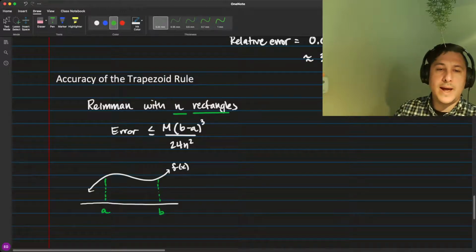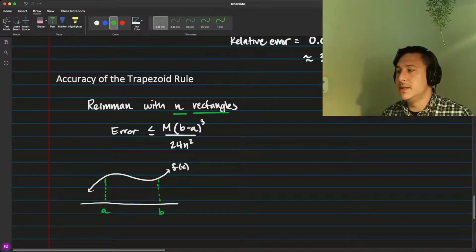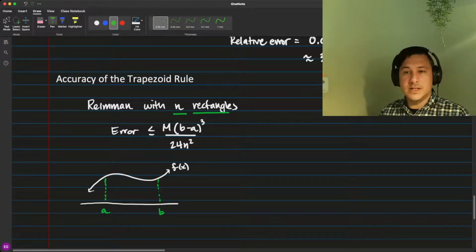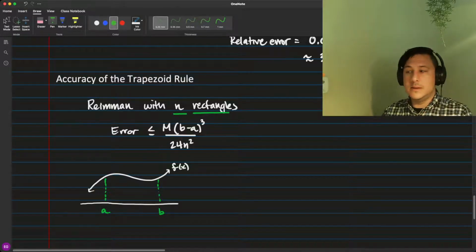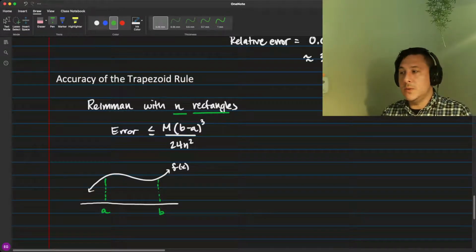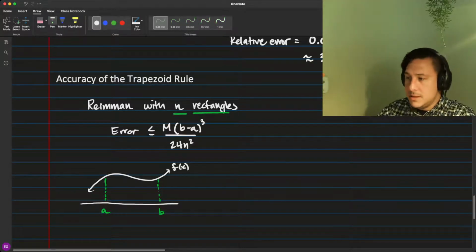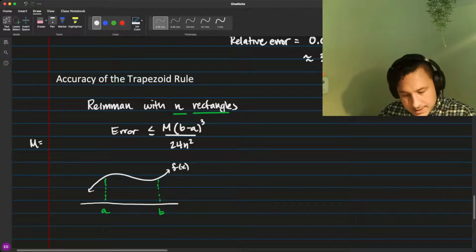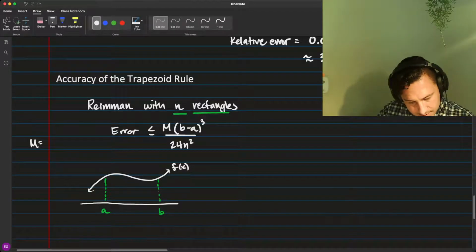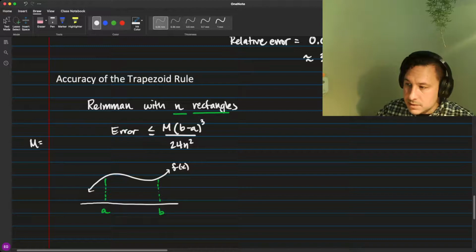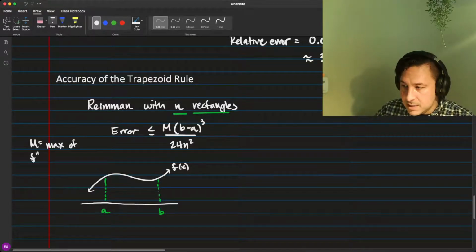So at worst, your error is going to be (b minus a), which is the width of your interval, cubed, divided by 24n squared, where n is the number of rectangles you're using. And then M is equal to the maximum of the second derivative on the interval from a to b.